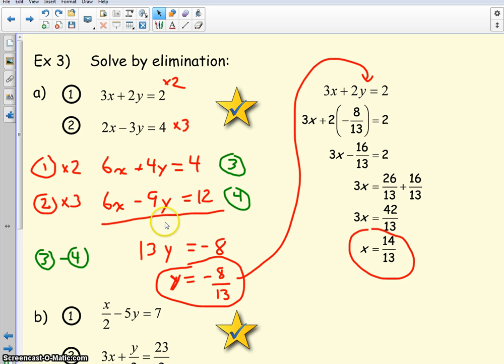So just keep that in mind when you solve a problem, because sometimes it is easier to do one over the other. We don't always have to choose x or y. We can choose.